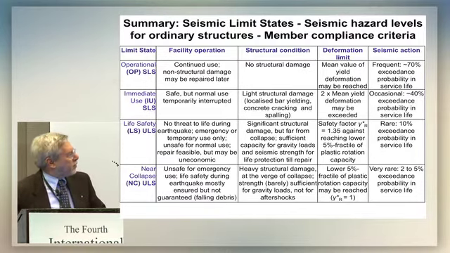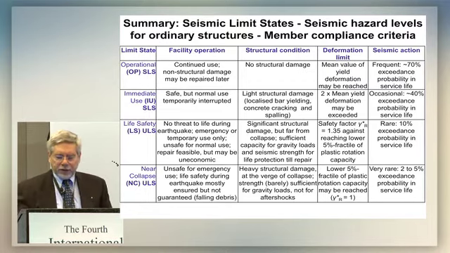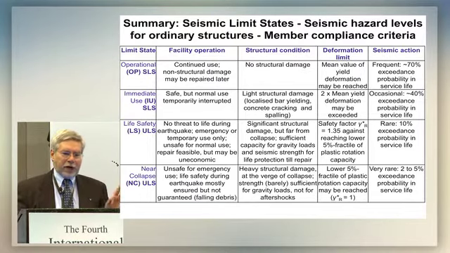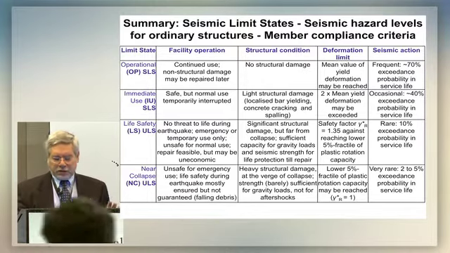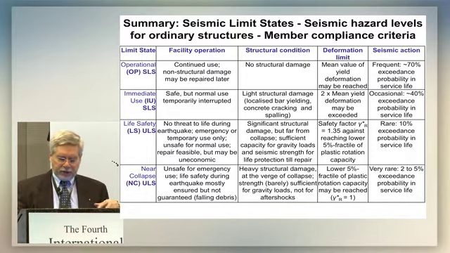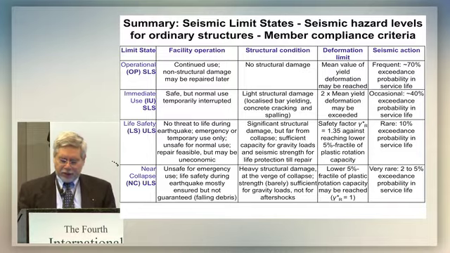And now at the last column, you may see listed the seismic action, which is considered appropriate for ordinary structures, not special and high important structures, for each limit state. The frequent is almost certain to take place during the lifetime. The occasional is so and so for the immediate use. The rare is, as I said, the one with the 500-year mean return period, and the very rare for the near collapse is one with thousands of years of mean return period. So these are what is suggested in Model Code 2010 for these performance limits.